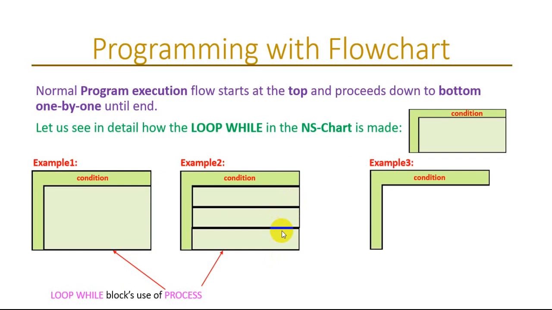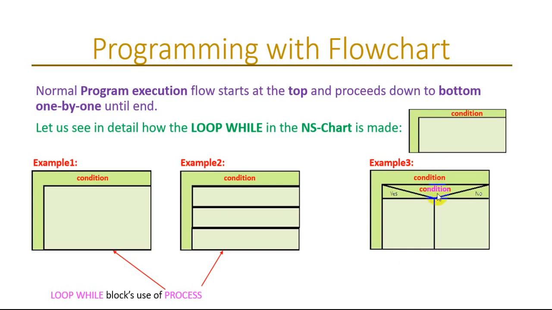Third example, in the condition loop, instead of a process, you can also use another condition if you want. So in this case, first the condition will be checked. If it is true, it will go down and check this condition. If this condition is true, it will do this and then come out normally. But here it won't come out because it is covered by the loop. So when it comes to this end, it will go out to this and check the top condition again.